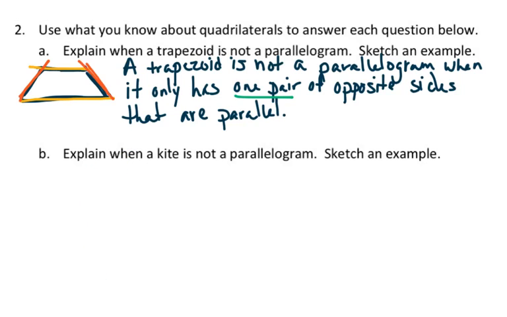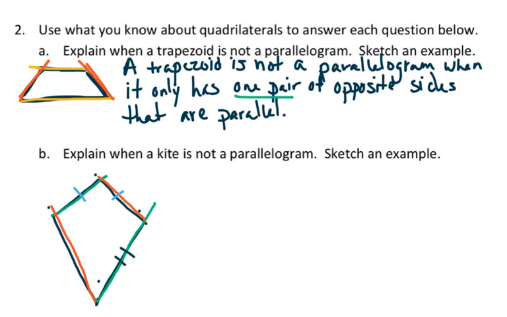I'm going to redraw that to make it a little clearer. Okay, that's a little bit better. So this line and this line are not parallel, and this line and that line is not parallel. So the kite, these two segments would be congruent, and these two segments would be congruent, but you notice that none of the opposite sides are parallel.